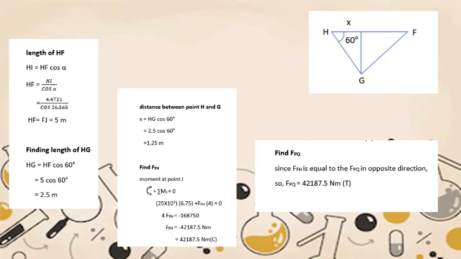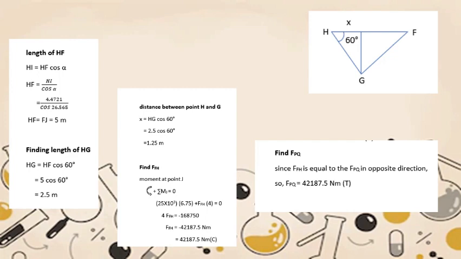For HF member, HI equal to HF cos alpha, HF equal to HI over cos alpha, where HI equal to 4.4721 and alpha equal to 26.565 degree. The length of HF member is equal to 5.